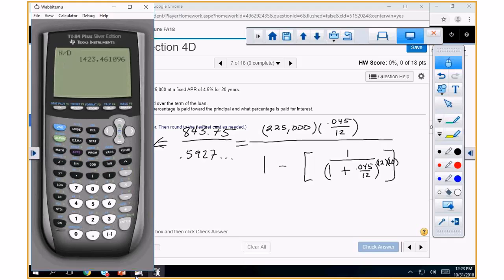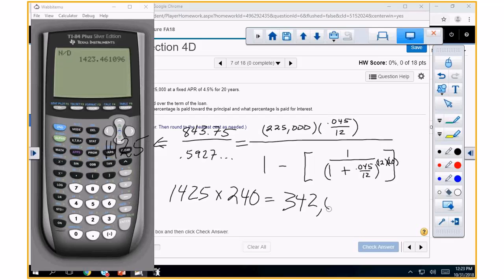Multiply that 1423. Can we round off? Is that okay with y'all? Let's say 1425. Multiply that by how many payments? 240, right? So multiply 1425 by 240. 342,000. So how much did you pay for that house that you're sitting in? Too much. You almost paid $350,000 for a $225,000 house.